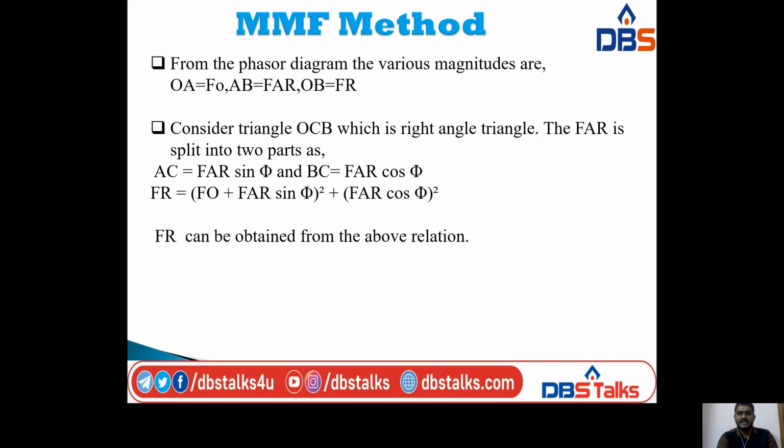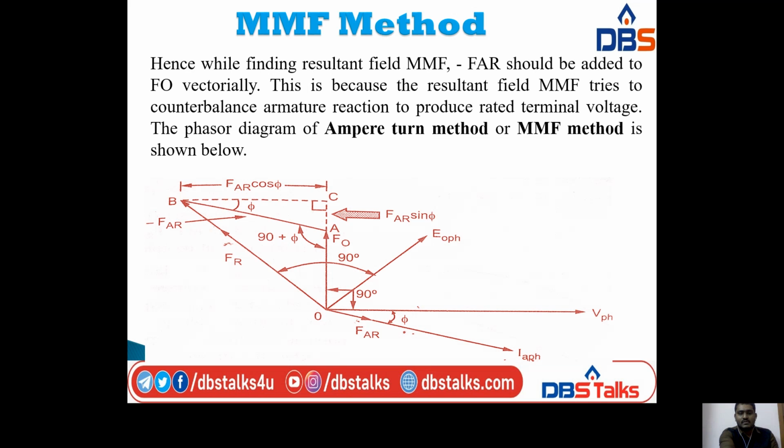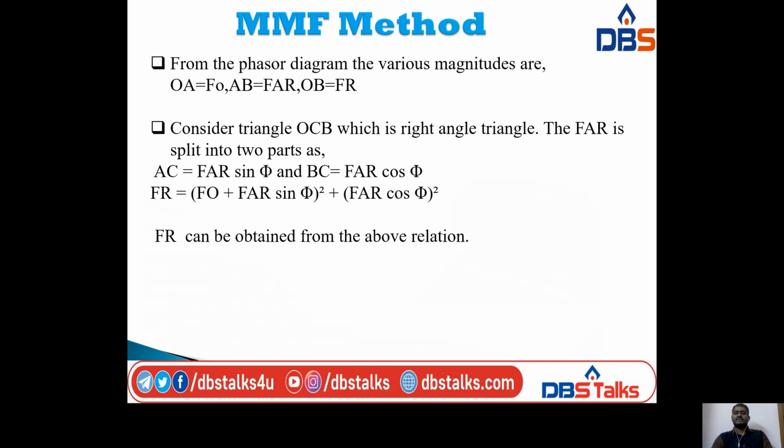So if you observe the phasor diagram, we have the triangle OCB, that is the complete triangle. From the triangle OCB, which is a right angle triangle, the FAR is split into two parts. One is AC, that is FAR sin phi, and BC, that is FAR cos phi. If you observe the diagram, you will understand.